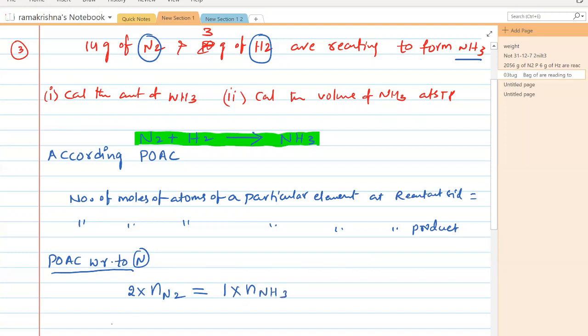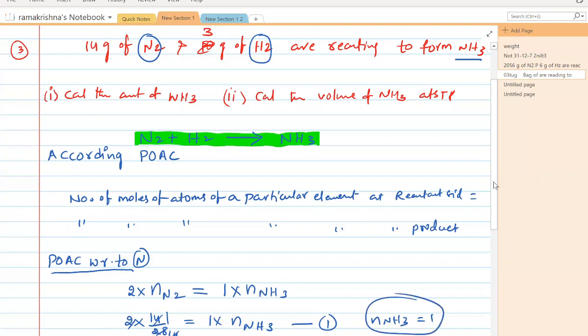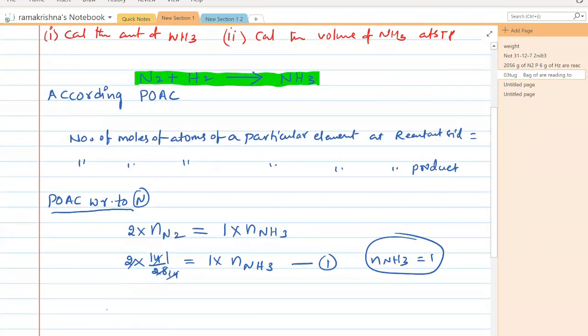This is the first. Now tell me, 2 into number of moles of nitrogen. How can you find it out? By weight by molecular weight. 2 into 14 by 28 equals 1 into number of moles of NH3. I don't know what it is, let it be x. So from this, what can you write? 2 into 14 by 28 is 1. So the number of moles of ammonia formed is 1. I have got the answer.